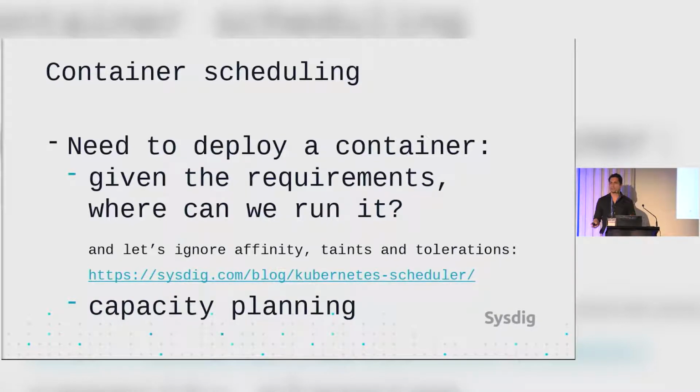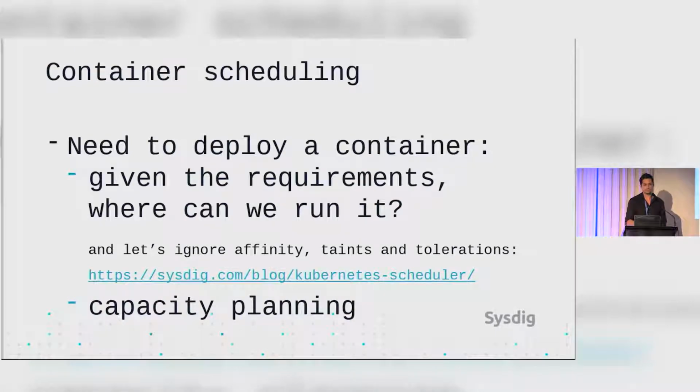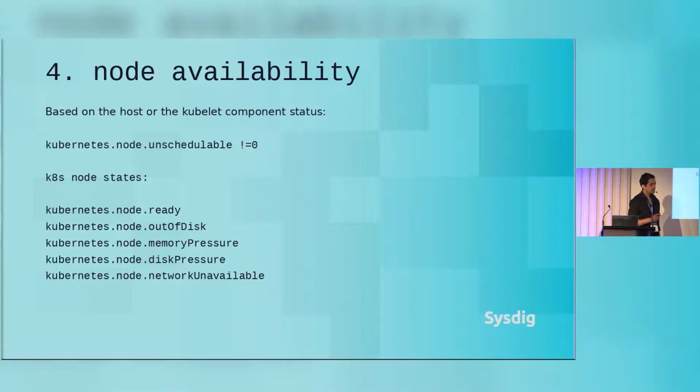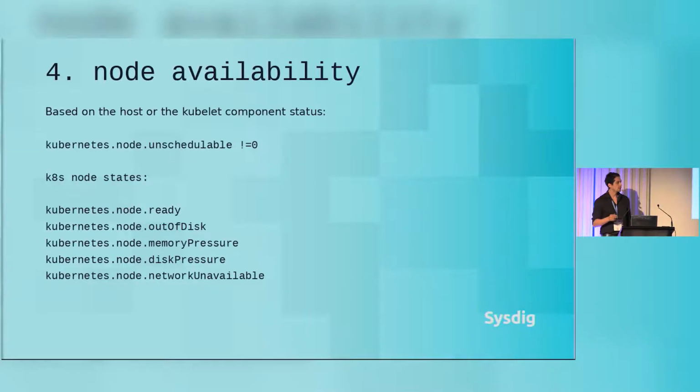There's a more complex way of telling the services where to run, and that's affinity, taints, and tolerations, but I won't talk about that right now. There's a link if you want to go even deeper. So my fourth metric that's really important is node availability. Once you spin up services, you want to know which ones are successful or not. You want to know which ones are ready, out of disk, memory pressure, disk pressure, and network unavailable. These are essential to make sure that your deployments are successful.